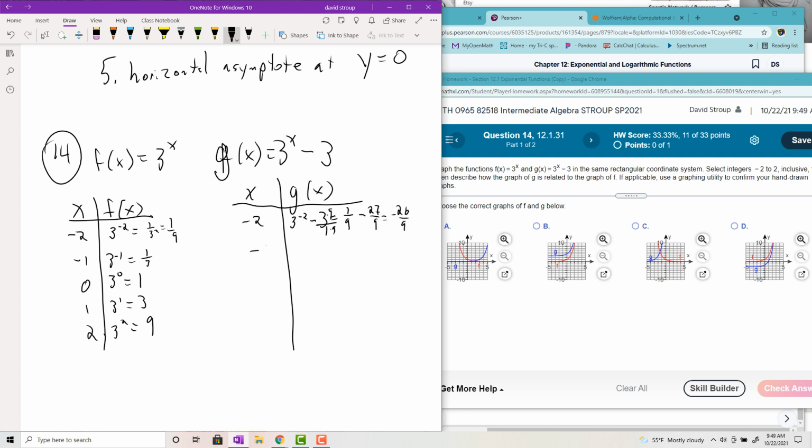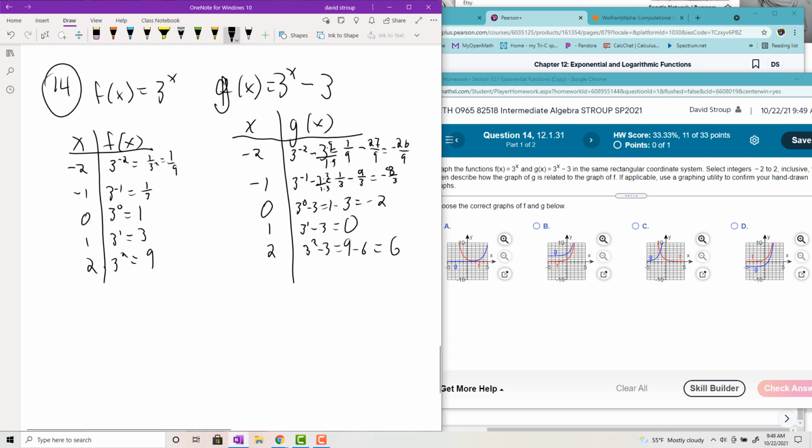Okay. All right, negative 1 is going to be 3 to the negative 1 minus 3, which is 1/3 minus 3. 3 over 1, multiply top and bottom by 3 to get a common denominator. That'll be negative 9/3. So I'll have negative 8/3. 0 will be 3 to the 0 minus 3, so 1 minus 3 is negative 2. 1 is 3 to the 1 minus 3, is 0. And then 2, 3 squared minus 3 is 9 minus 3, which is 6.